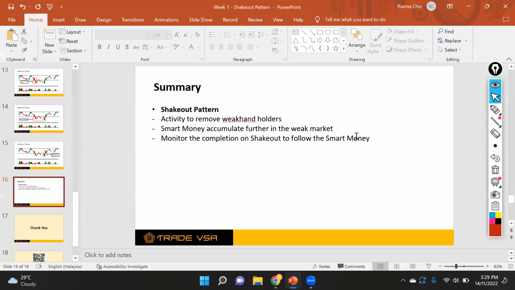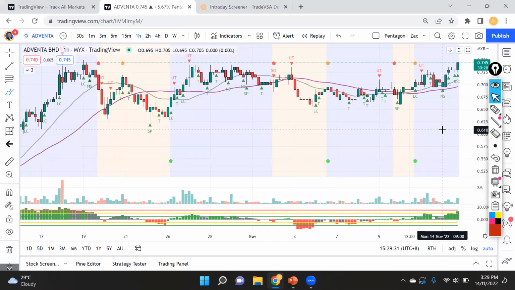All right. So now we go into some charts, and let's study a few counters over here. Let's say Aventa is one of them, but it's already moving. I think today it's already up 5%.